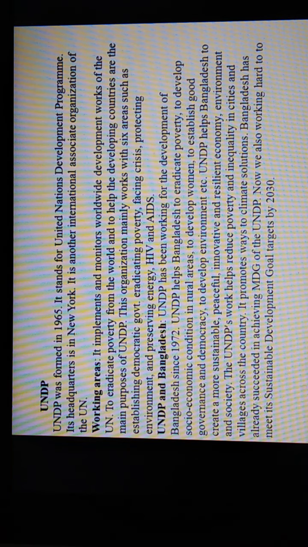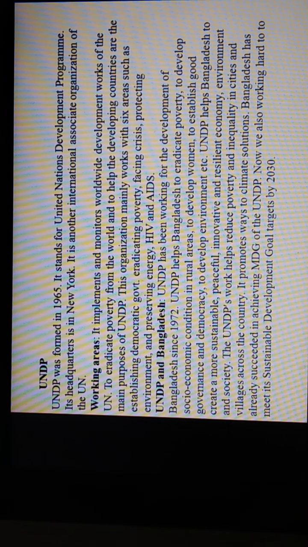Now, working areas of UNDP. UNDP implements and monitors worldwide development works of the United Nations. To eradicate poverty from the world and to help the developing countries are the main purposes of UNDP. This organization mainly works in 6 areas such as establishing democratic government, eradicating poverty, facing different kinds of crises, protecting environment, preserving energy, and last of all, preventing deadly diseases such as HIV/AIDS, etc.